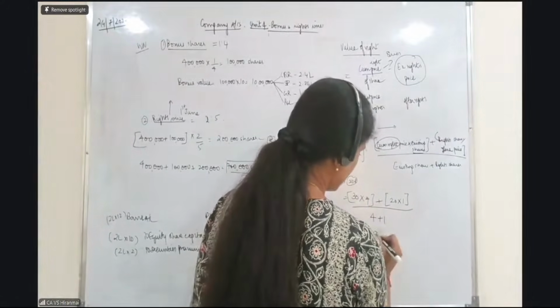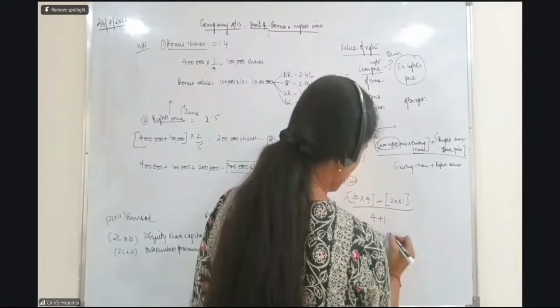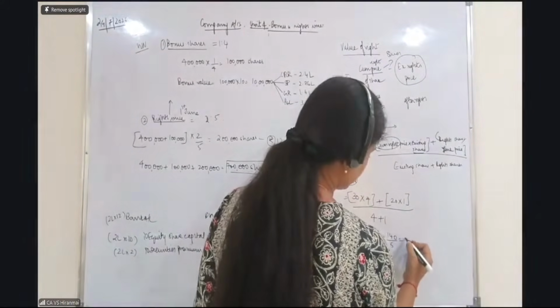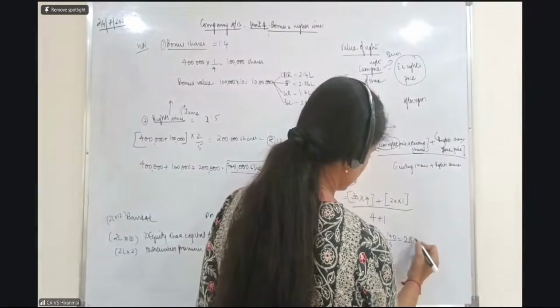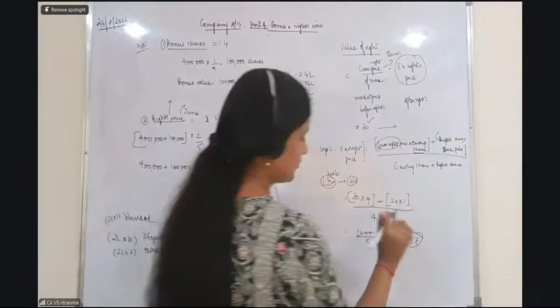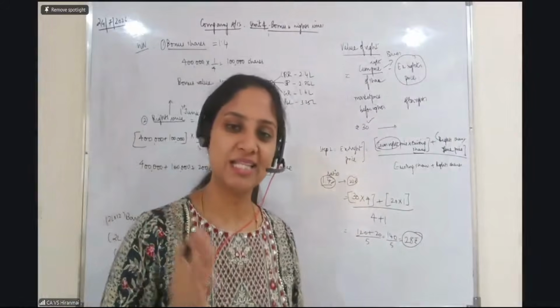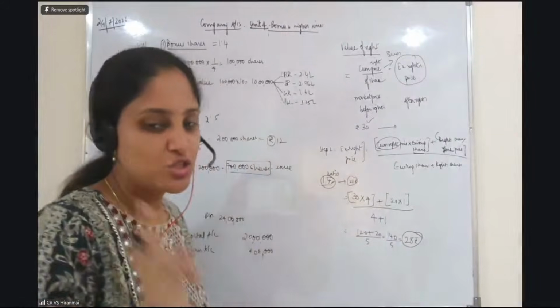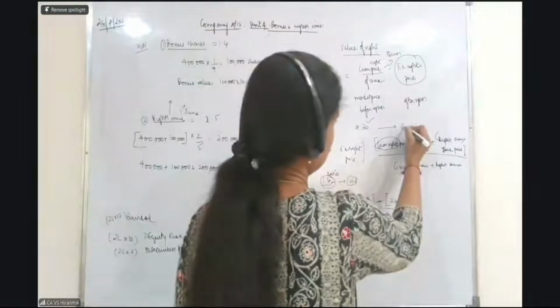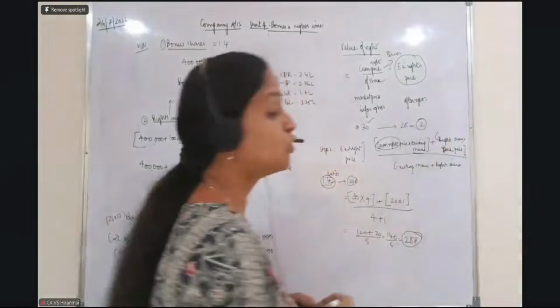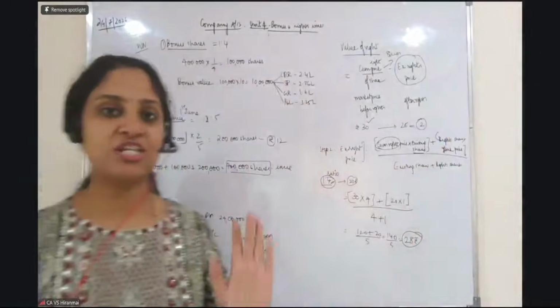So 120 plus 20 divided by 5. 140 divided by 5. This will go to 28 rupees. I told you, always the ex-rights price will be lesser than the cum-rights price. So here, all of you please see, it becomes 28. So the value of the right is 2. How much? Value of the right is 2.